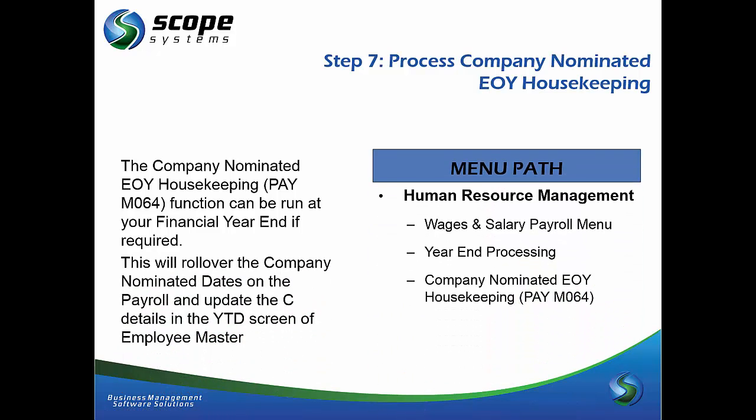If your company runs financial year as the same as the tax year, process the company nominated end of year housekeeping now as well. If your company runs, for instance, 1st of January to 31st of December, you run this process at your company nominated year end.